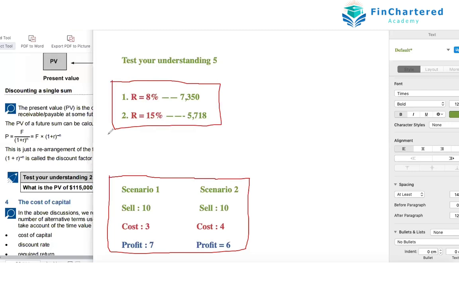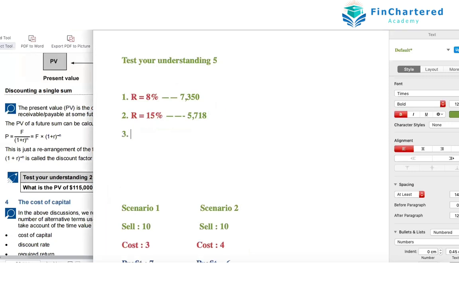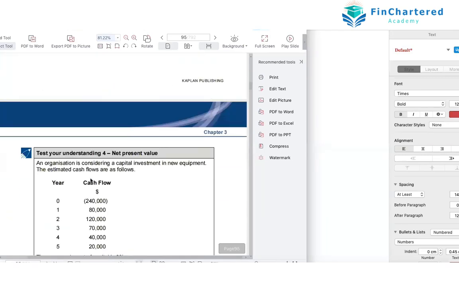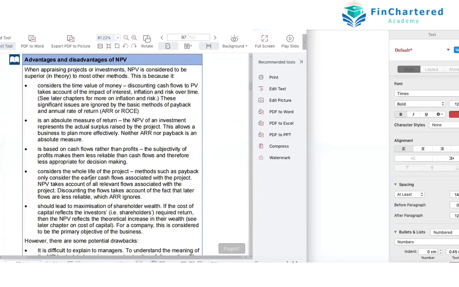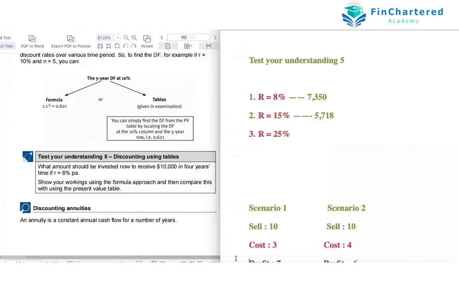Right? So you can do this, I challenge you. Tell me what is the present value if R for the same question is 25%. Which question did I give you to do? I think it was test your understanding 5. For the same question, can you calculate and tell me what is the return in terms of present value? In terms of today's value, what is the worth of this 10,000? If R is 25%, who can tell me the answer first?